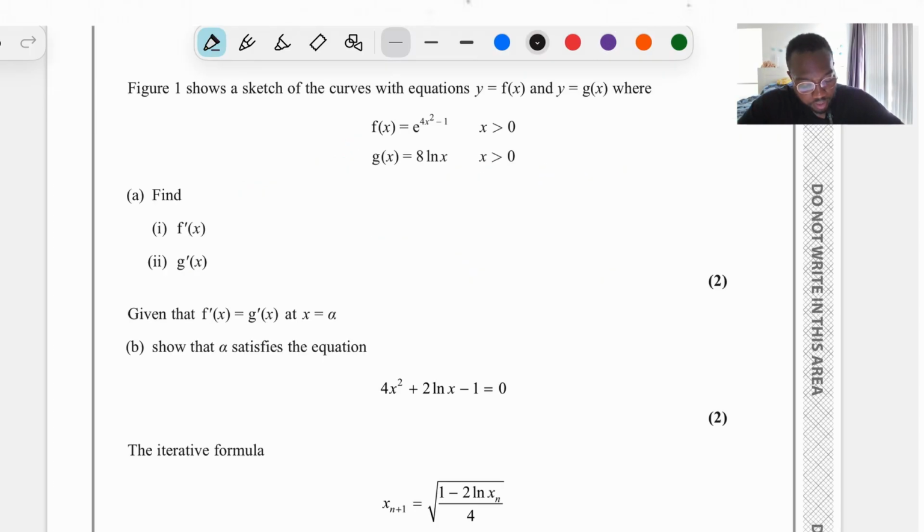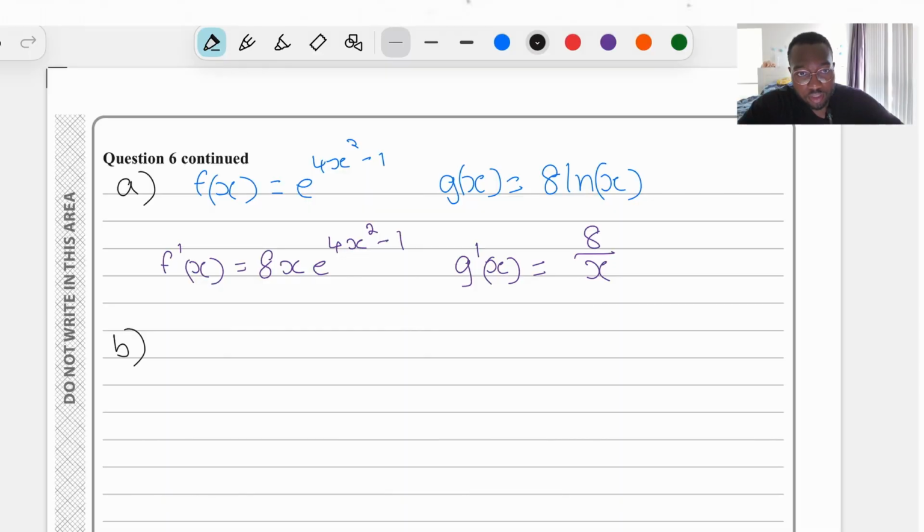So for part B, we are told that f dash x equals g dash x at x equal to alpha. We need to show that alpha satisfies this equation, 4x squared plus 2 ln x minus 1. So for this type of question, all we need to do is have f dash x equal g dash x, and we should be able to get it in this quadratic form down below. So let's try that.